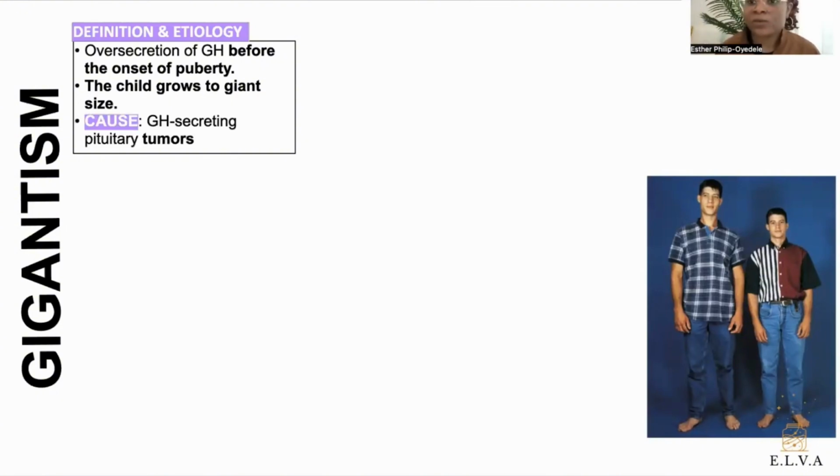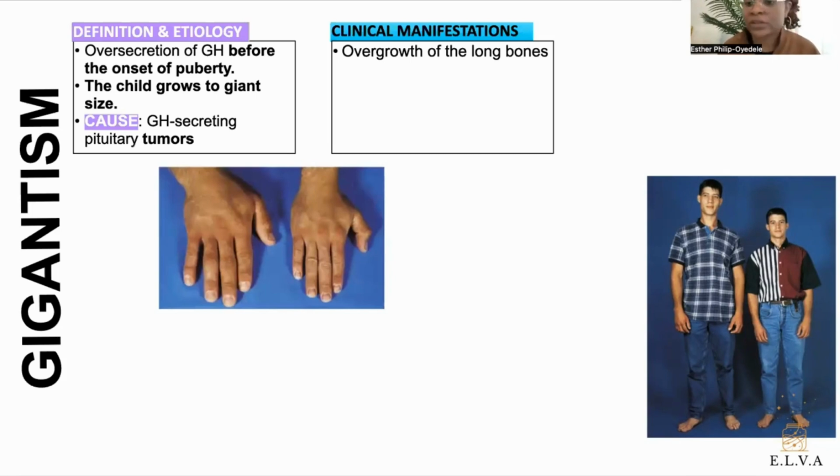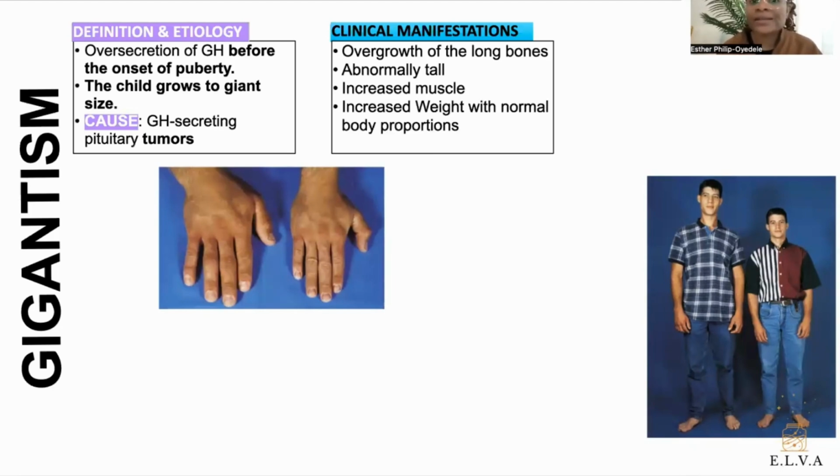This is also often caused by tumors, all right, GH, growth hormone secreting pituitary tumors. So this patient is producing way too much. Symptoms you will see in this patient are overgrowth of long bones. So their bones are longer than they should be. They're abnormally tall. Their muscles are increased. Their weight increases because their body has to be proportionate to the height that they have now.